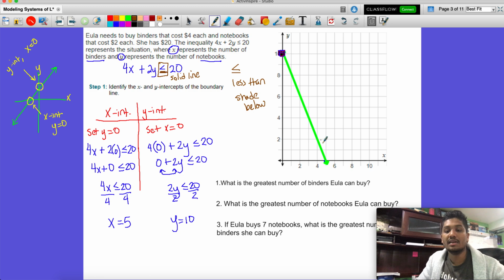Wherever this line is coming, see how this line is coming down? You always read a graph from left to right. So we're starting at the left and reading to the right. It's going down, so we're going to shade right below it. All of this.